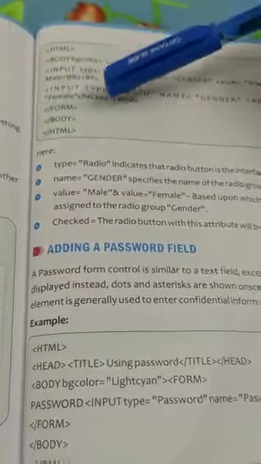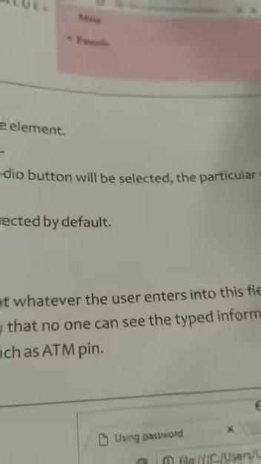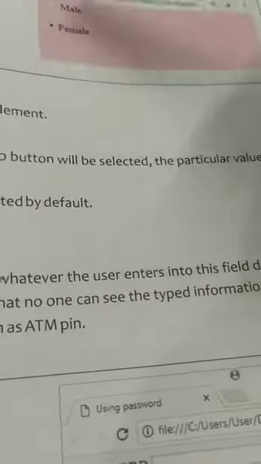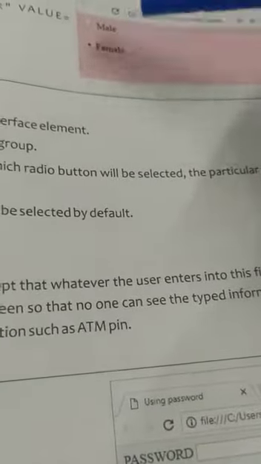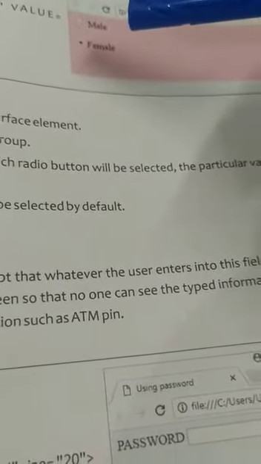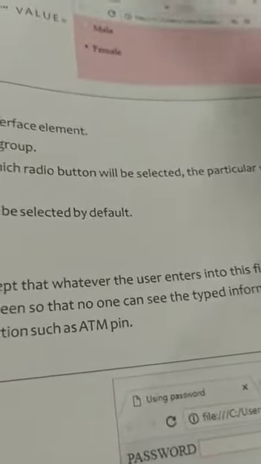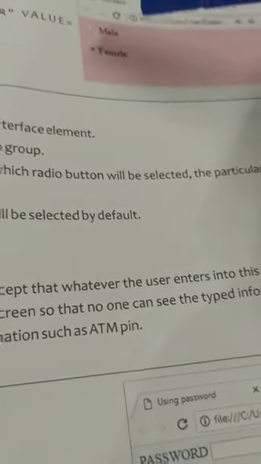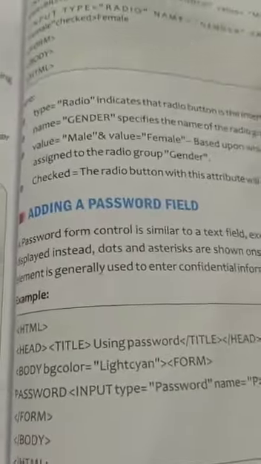Here the female value is checked, so it is highlighted with a small solid circle, a bullet. These two are the radio buttons that have the value male or female. The user can choose either male or female. Both belong to the same group, that is gender, so the name is written the same, that is gender.